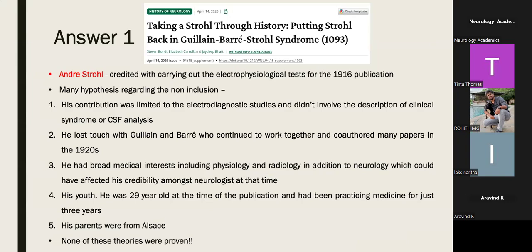His broad medical interest in physiology and radiology, in addition to neurology, could have affected his credibility amongst the neurologists at that time. And his age: he was 29 years old at the time of publication and had been practicing for just 3 years. And last but not least, he was from Alsace, that is from Germany there, that is from France. There was anti-German sentiment at that time. None of these theories were proven, however, but many.